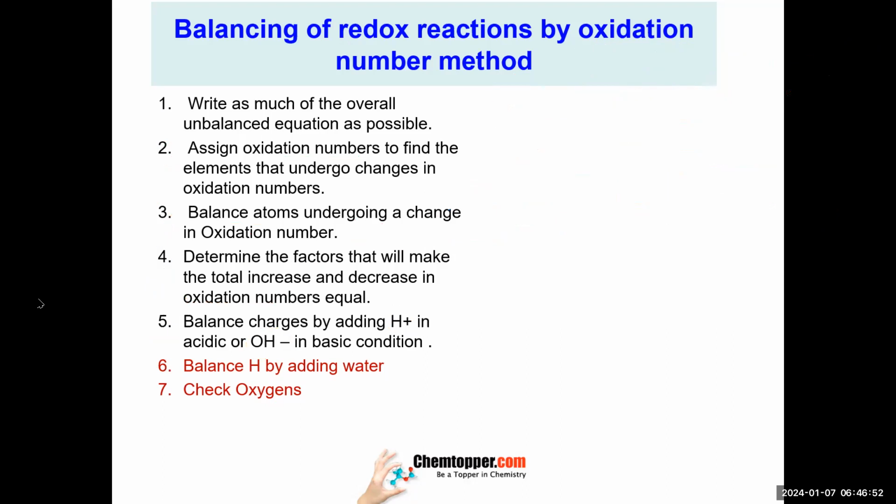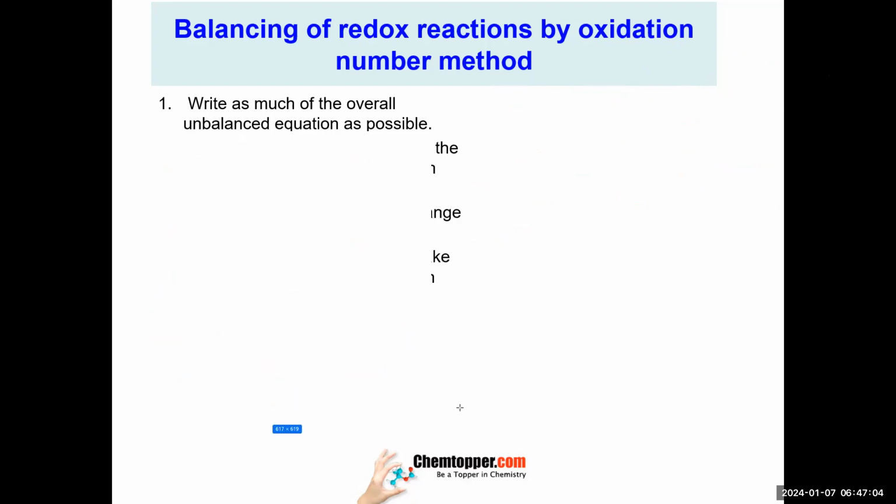Okay, now we are going for rewriting the rules in very simple abbreviated form so that it is easy to memorize. So write unbalanced equation. Rule number 1 stays the same. Rule number 2, assign oxidation numbers.